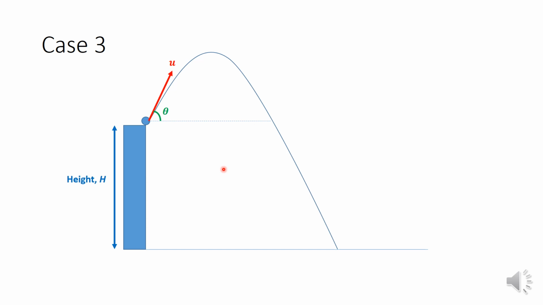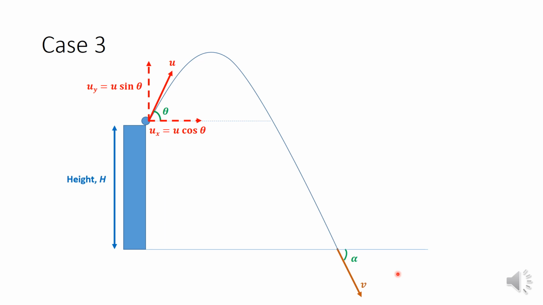So once again, resolve your u into x component: ux equals u cos theta, and also the y component, u sin theta. What about when the ball reaches the ground? What is the direction of your final velocity? Again, tangential to the path, which is at an angle alpha below the positive x-axis.